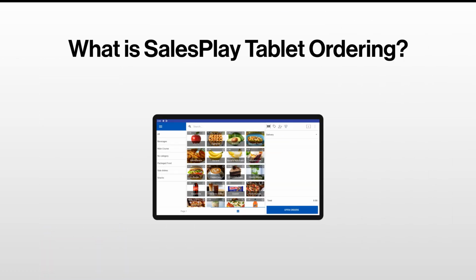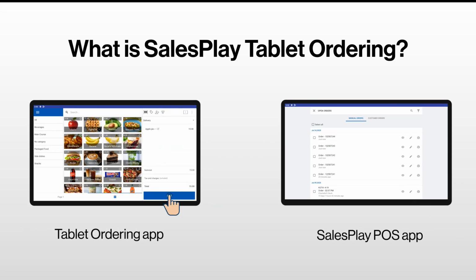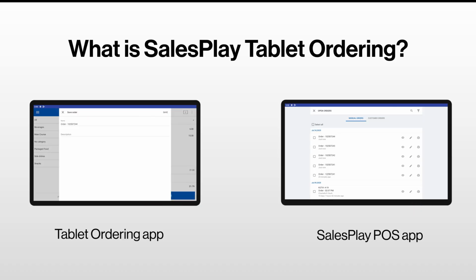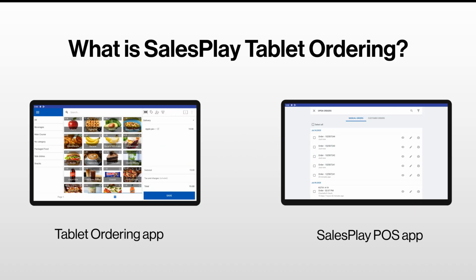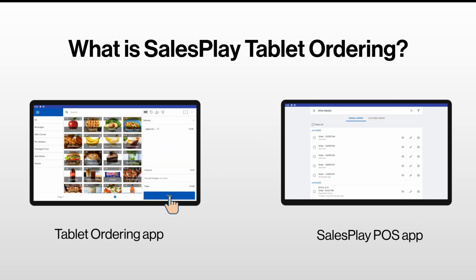The SalesPlay POS tablet ordering app is a versatile digital solution that enables employees across various industries to take orders using a tablet device. Commonly used in restaurants, cafés, and other service-oriented businesses, the app allows staff, waiters, or stewards to record orders and send them instantly to the POS system, Kitchen Order Ticket (KOT) printers, or KOT displays.